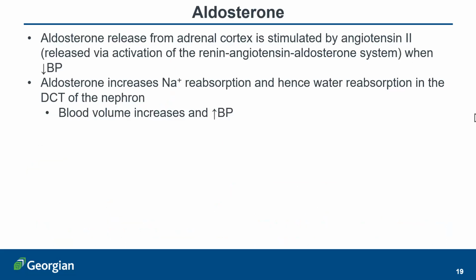Aldosterone is another hormone involved in water balance, water homeostasis. Aldosterone is released from the adrenal cortex and it's stimulated by angiotensin II. Aldosterone increases sodium reabsorption and hence water reabsorption in the DCT, or distal convoluted tubules, of the nephron. We've seen this in the previous chapter. Ultimately, what aldosterone does is it increases blood volume and thereby increases blood pressure as well.